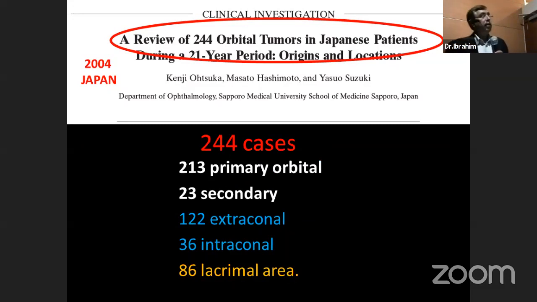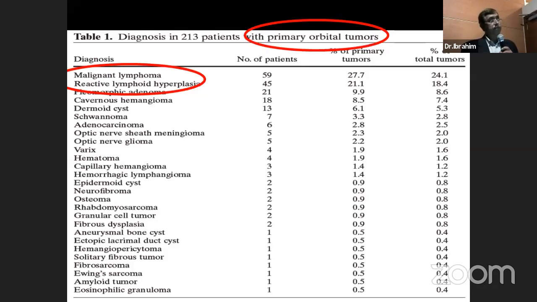This is a very nice paper, a review of 244 orbital tumors in Japan, published in 2004. Of the 244 cases, 213 were primary orbital. So primary is more than secondary. Extraconal is more than intraconal. Remember the pathology that affects the lacrimal gland. It's huge. And this is the 213 primary orbital tumors.